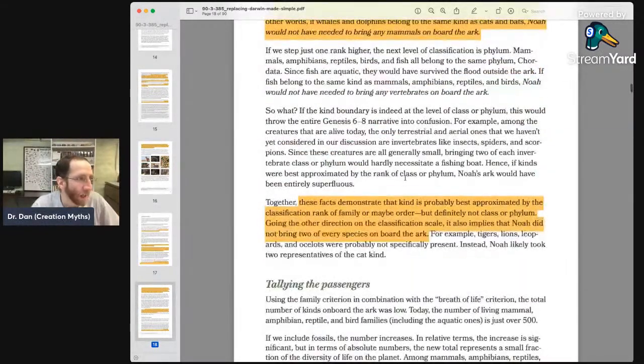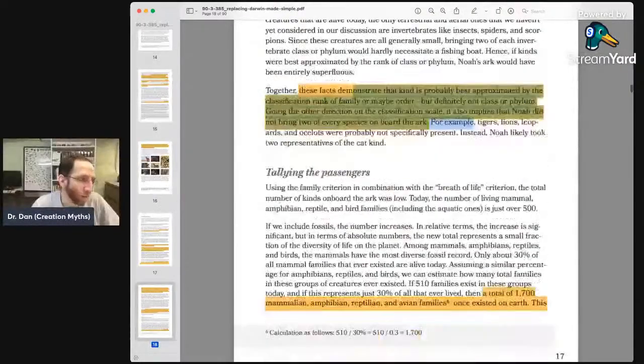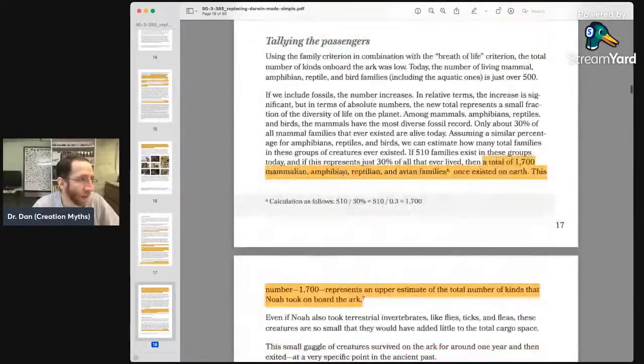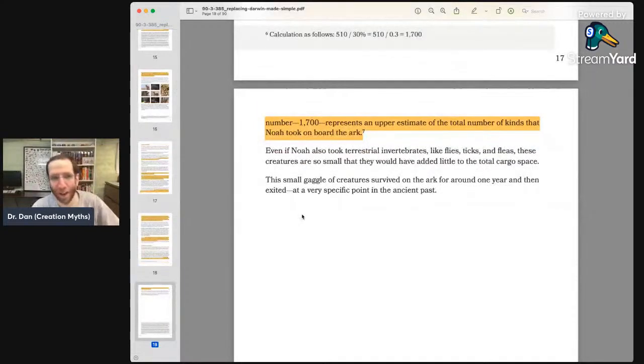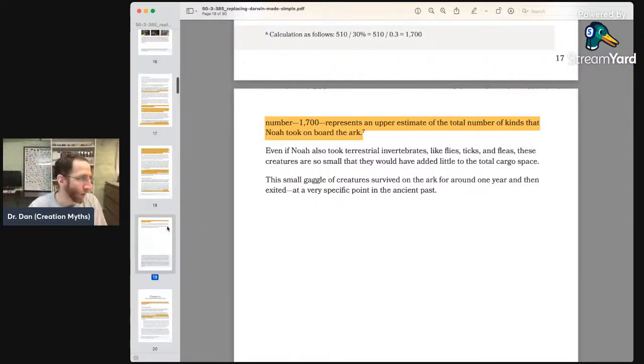Okay. So, yeah, kind is family, fine, whatever. They say about 1,700 ark pairs. Okay, fine. I don't care. I'm sure that jives with the AIG thing. There's that big poster, if you go to the Ark Park, that has like what all the kinds were. I'm sure it's 1,700. Fine, whatever. I don't care what the number is.